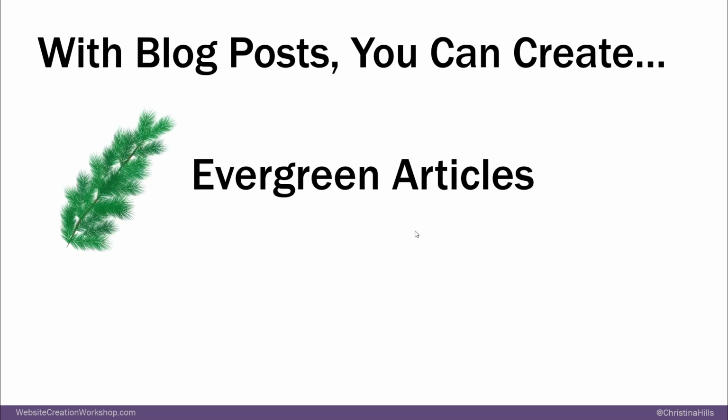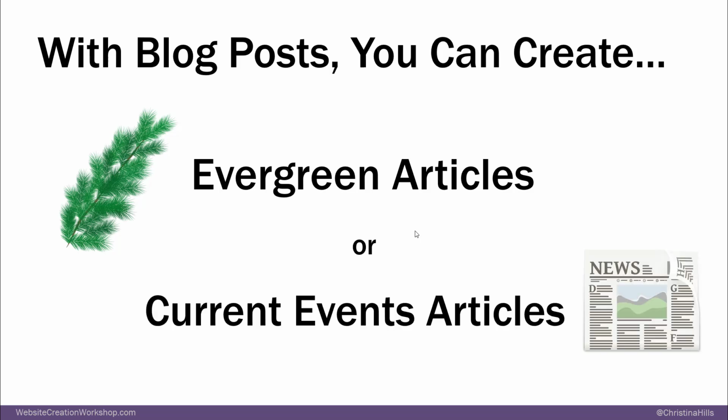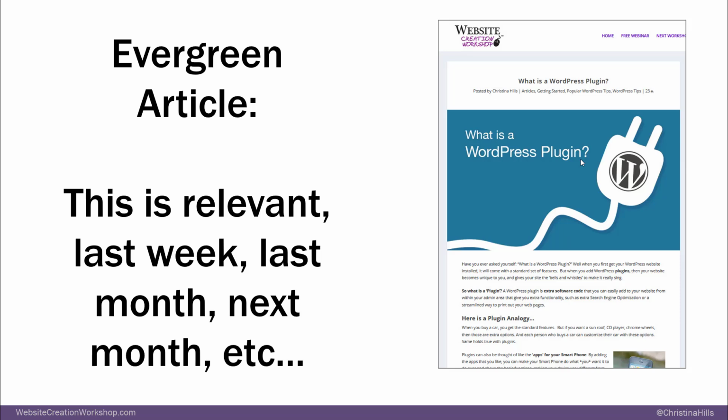All right, so with blog posts, you can create evergreen articles or you can create current event articles. I'm going to explain the difference, and you might already know, but I'm going to go through this explanation anyways. An evergreen article is an article that is relevant last week, last month, next year. It's not tied to the news. Like the Super Bowl, that would be a news-related article that then becomes sort of outdated. But here's an article on what is a WordPress plugin, right? Because I teach WordPress, I've got an article to explain what a plugin is, because not everybody who's getting started building a website knows what a plugin is.